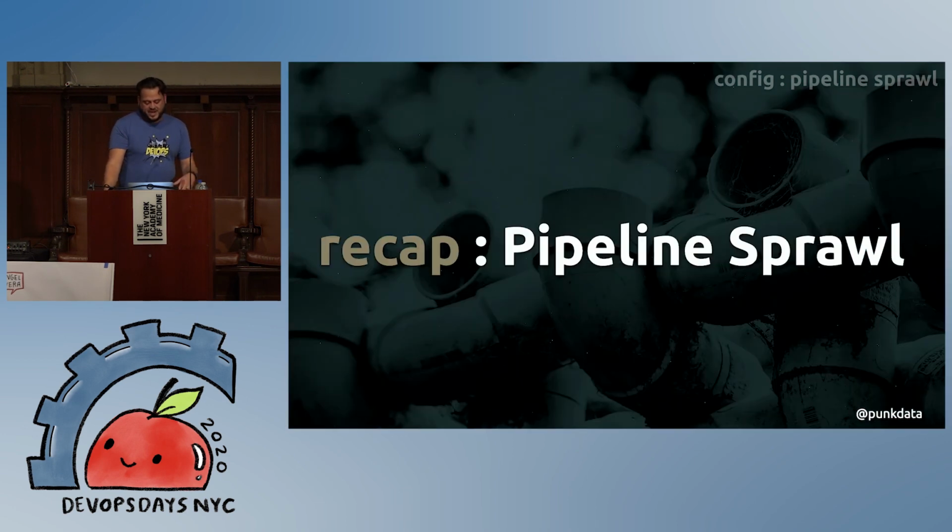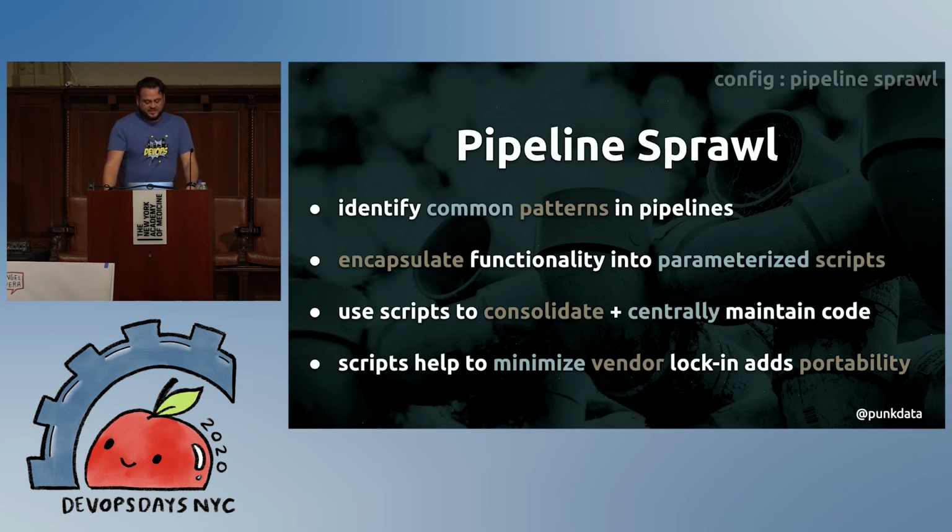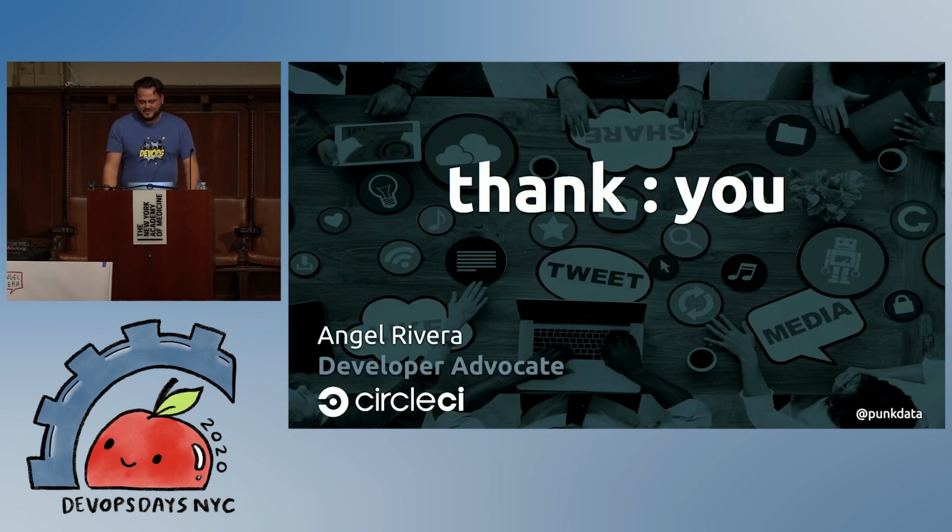So real quick, to recap pipeline sprawl: encapsulate your builds, create abstraction and encapsulation, and then identify common patterns in pipelines, and you can use that to consolidate and centrally manage your code. And then, of course, the scripting will help you minimize vendor lock-in and add a ton of portability. I think that's it for today.